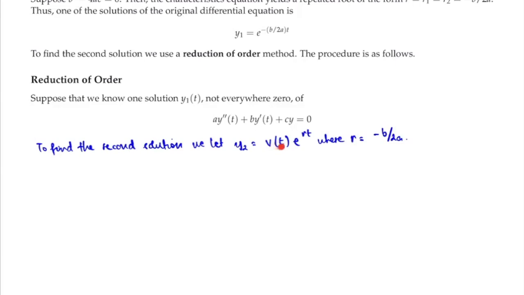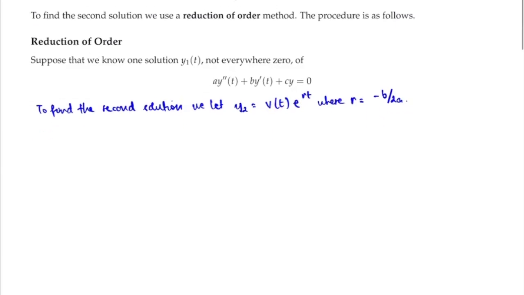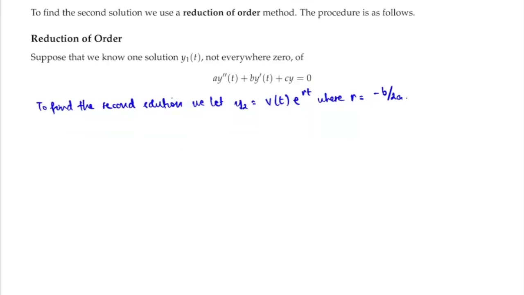So that's why we make a guess, or the trial solution, of v of t times e to the rt, for e to the rt is the first solution. Okay, so that is the assumption, right? We suppose we have that, and we're going to find this form of y2, in the way that we're going to find v of t.